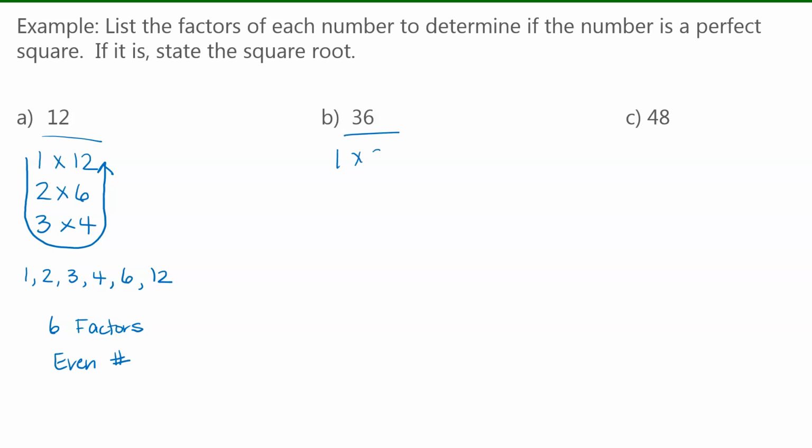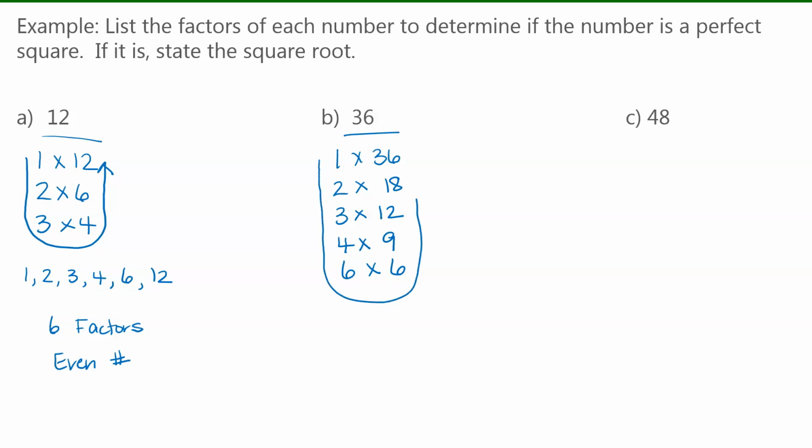I get 1 times 36, 2 times 18, 3 times 12, 4 times 9, 5 doesn't work, 6 will work, 6 times 6. And those are the only factors that multiply together to give 36. So when I list those numbers in ascending order, again I start here and go in a U shape, from least to greatest, I get 1, 2, 3, 4, 6, and we're not going to count 6 the second time, we only count 6 once. So then I have 9, 12, 18, and 36.